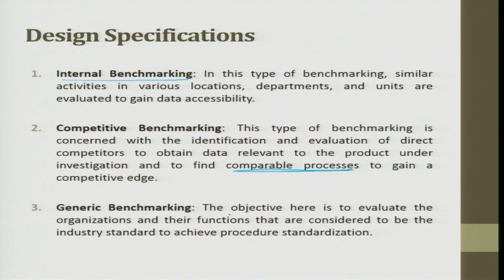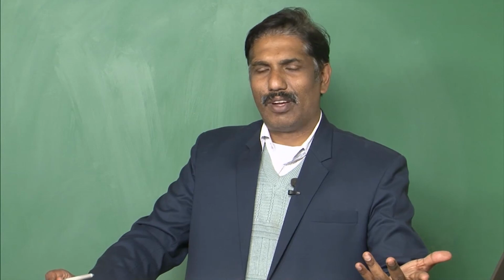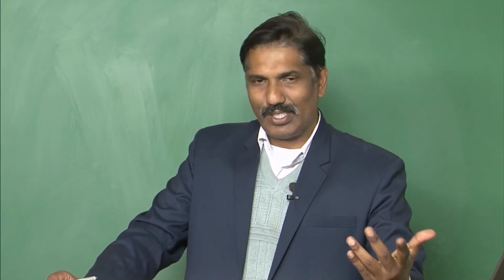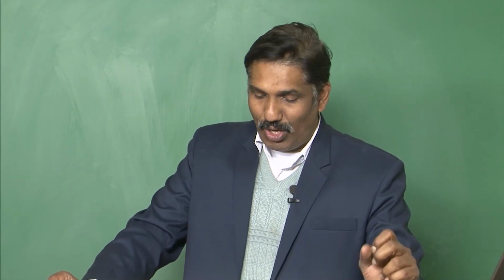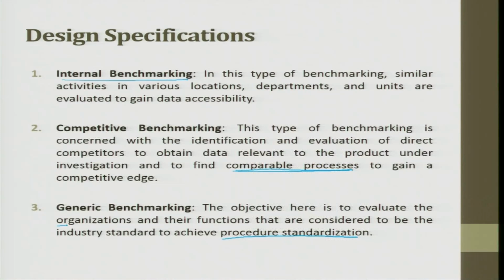Generic benchmarking: the objective here is to evaluate the organizations and their functions that are considered to be the industrial standard, to achieve procedure standardization. So, generic benchmarking is generally done at industry level. For example, rather than looking at one product, you look at the complete process of the company, the complete process of whatever happens. So, the objective here is to evaluate the organization and their functions.